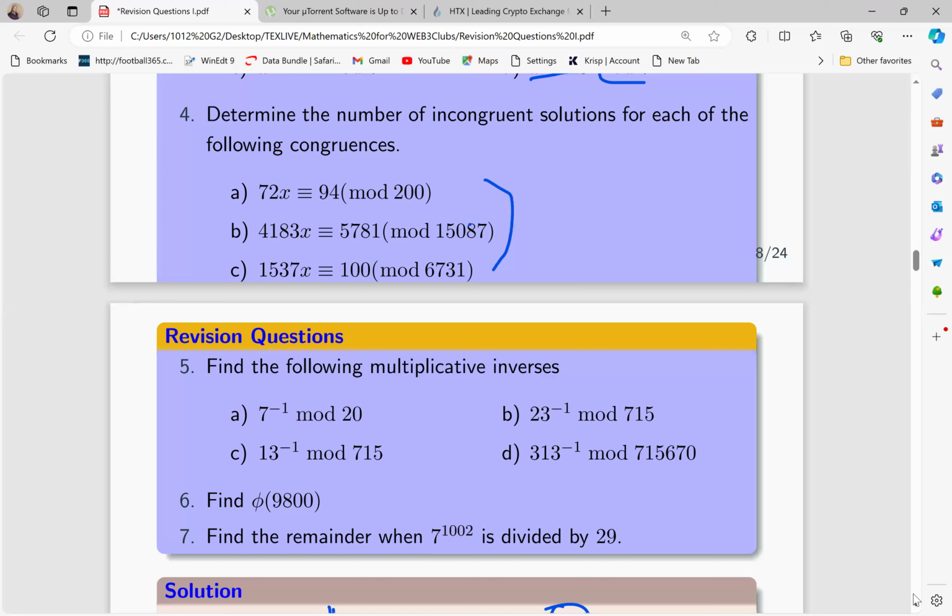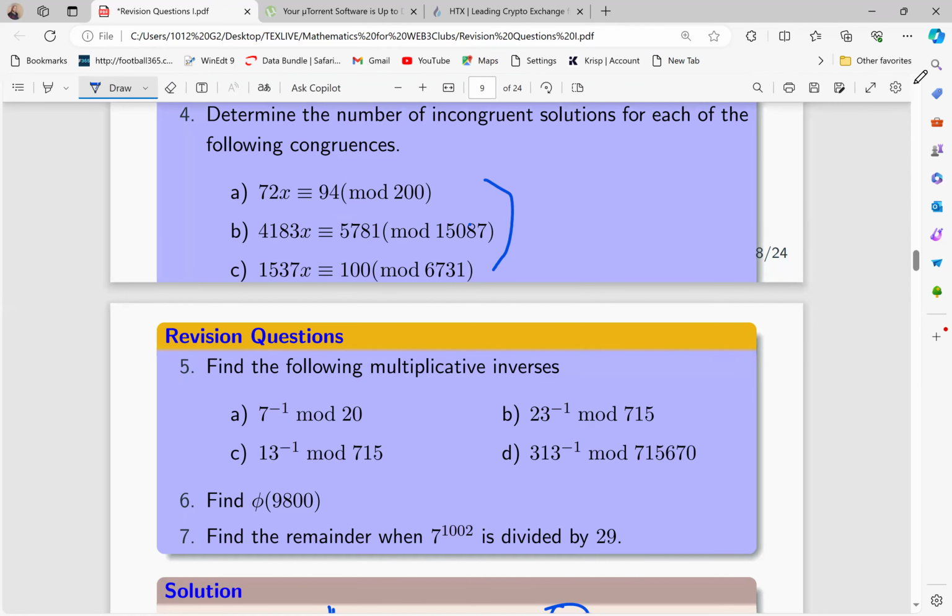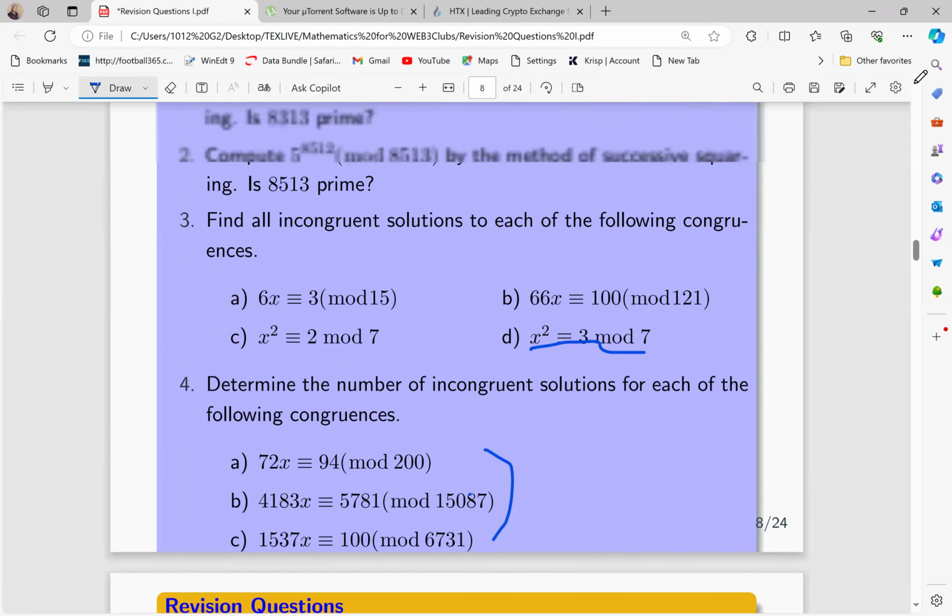Now, I think somebody should come and do question D, so that we end. Question 3D. Is x squared congruent to 3 mod 7?